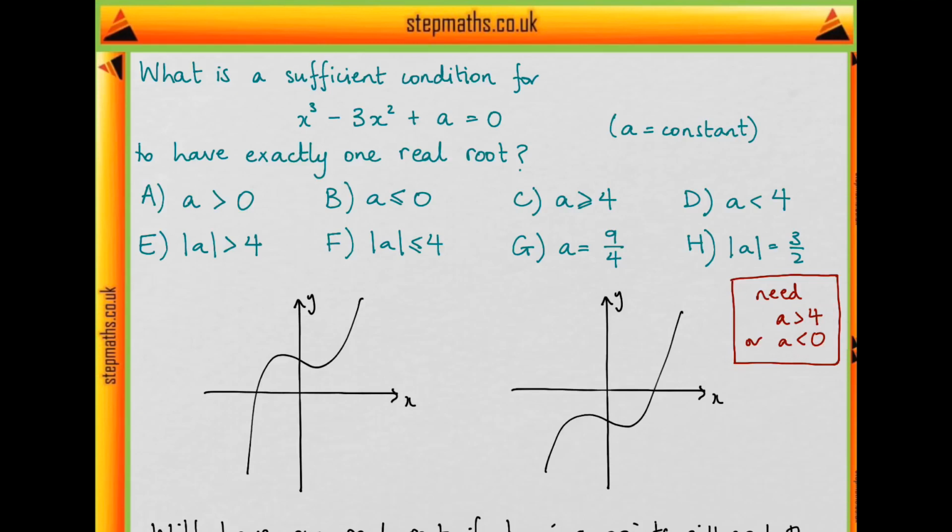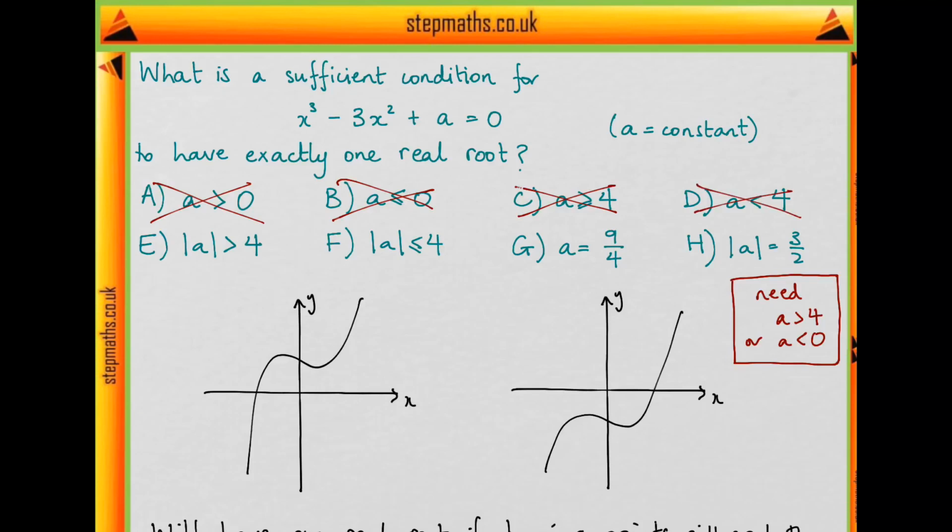So now we just got to figure out which of these conditions will make sure that one of these or both is satisfied. Okay, so for a greater than 0, well, no, because a could be like 1 or something, and then neither of these would be satisfied, so that's not sufficient. If we specified a less than or equal to 0, well, a could be equal to 0, and then they wouldn't be satisfied. And similarly for a greater than or equal to 4, a could be equal to 4, so this isn't sufficient either.